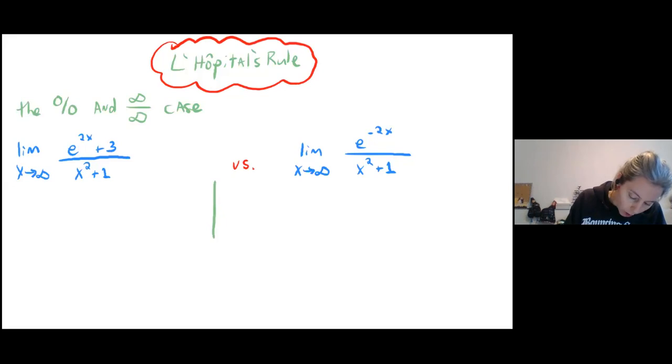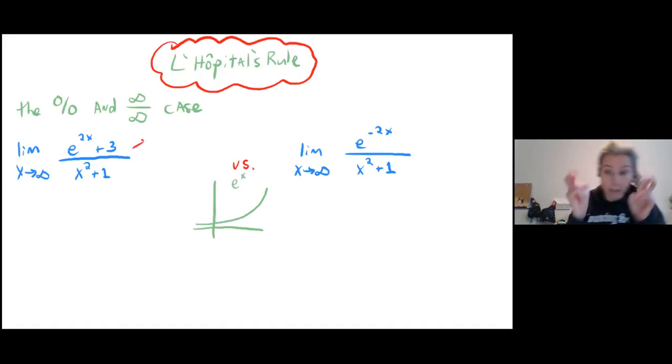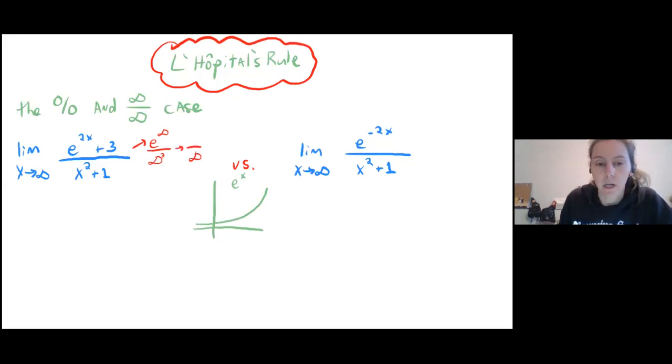So let's just in the middle here, draw a graph of e to the x. So what we have here, when I plug in that infinity, is I end up with e to the infinity over infinity squared. Well, clearly infinity squared is just infinity. E to the infinity, we can see as we look at this graph, as x is going to infinity, in other words, x is getting really, really big, my y values are also getting really, really big. So this gives me infinity over infinity, which is one of the forms that allows us to use L'Hopital's rule. So let's go ahead and do that.